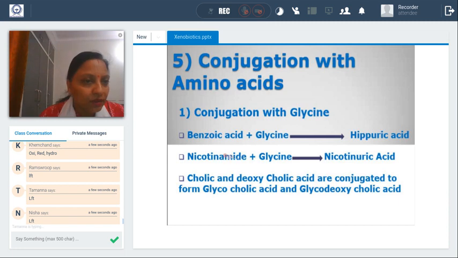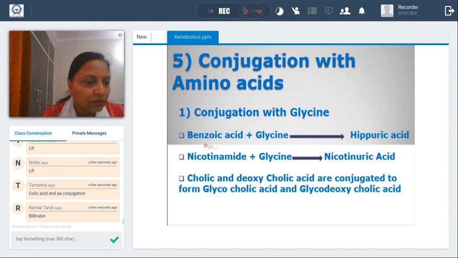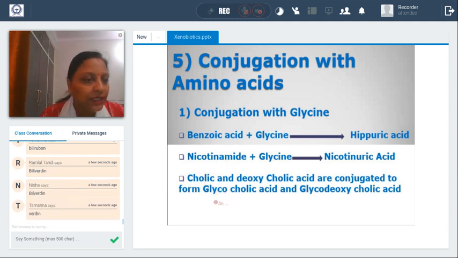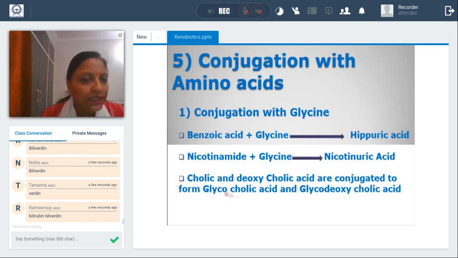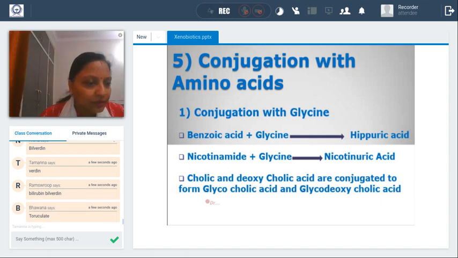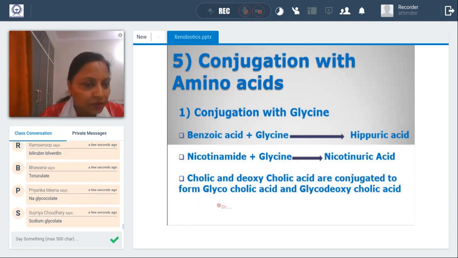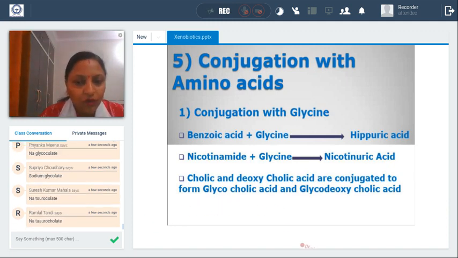What are the bile pigments? Name any two bile pigments. Bilirubin and biliverdin. And bile salts are, please write in the box, bile salts. Name the bile salts. Yes. Glycocholate, third. Yes. Okay. Taurocholate, yes.